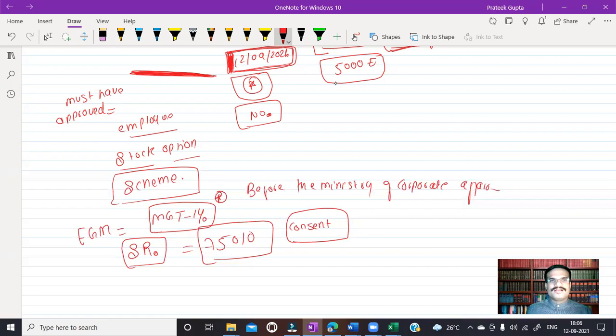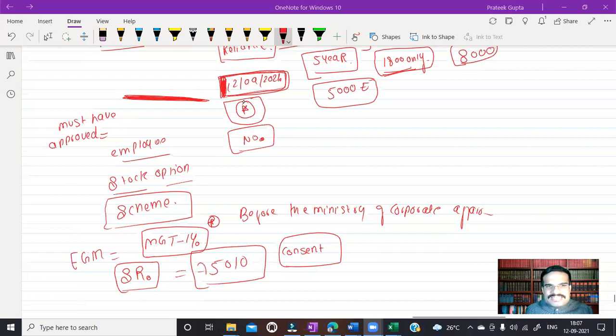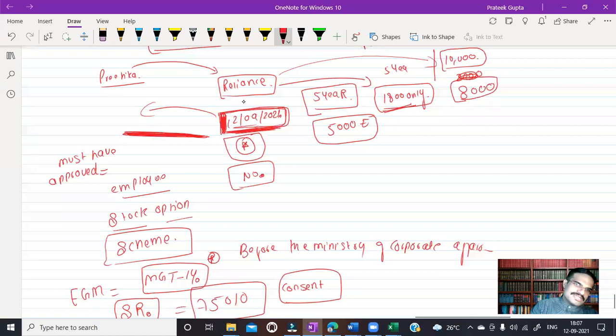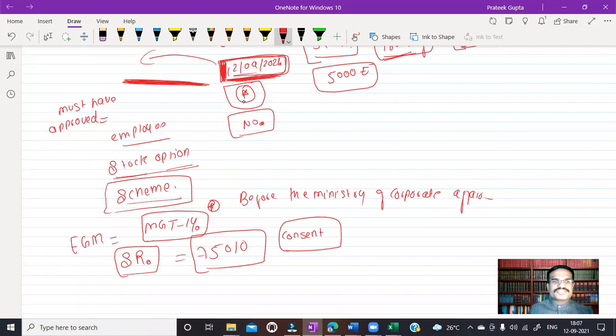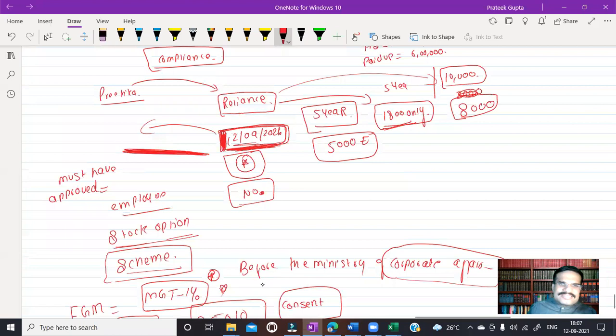Understood this point, sir. So, sir, Reliance company has done its homework before this date. Reliance company must have completed its homework before this date. Okay, sir. It means it has got a scheme approved by passing the special resolution, and the Reliance company must have filed MGT 14 also before the Ministry of Corporate Affairs. So, sir, on this day we don't have to do anything.